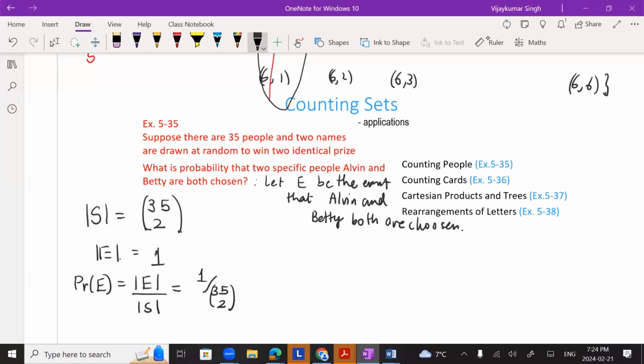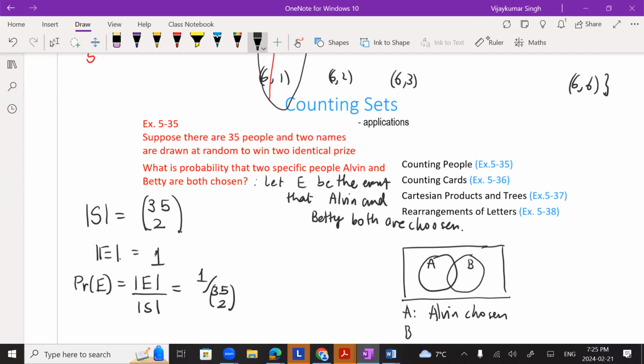Now, another way would have been to break it into two events. Event A, that Alvin is chosen, and event B, that Betty is chosen. So, A: Alvin chosen.